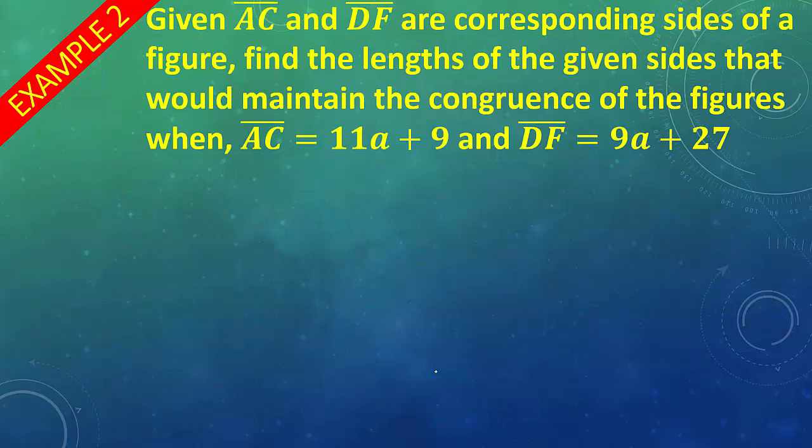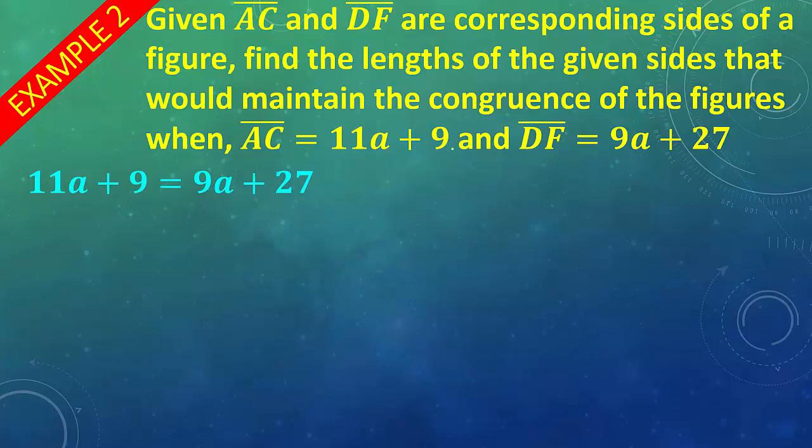All right, so for the next example, we're given that segment AC and segment DF are corresponding sides of a figure. Find the lengths of the given sides that would maintain the congruence of the figures when AC is 11a plus 9 and DF is 9a plus 27. What the figure is doesn't matter. We just know that AC and DF are the congruent sides, which means that they have to be equal.